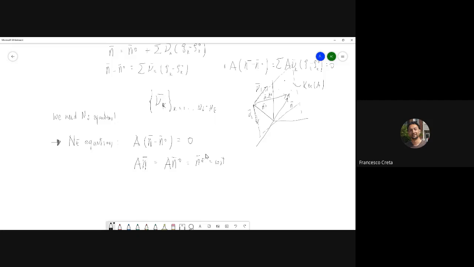Why is this NE equations? Well, this is in vector form, but remember that A is a matrix that has NE rows, two rows for example in the case of hydrogen and oxygen, and therefore this amounts to NE relationships, or NE equations.